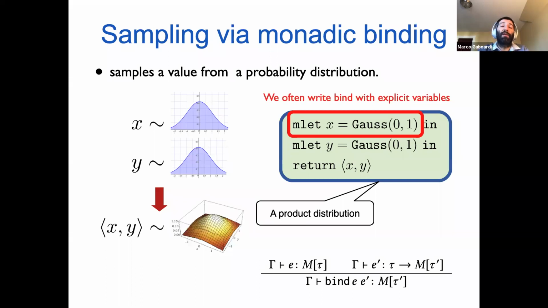Now, what we often use in examples is a kind of do notation. I'm sure you are all familiar with Haskell and do notation. Here we use a similar notation where we use mlet to denote the monadic composition. So in this program, we sample X from a Gaussian 0,1, we sample Y from a Gaussian 0,1, and then we return X and Y, and this gives us a product distribution representing the product of the two input distributions.